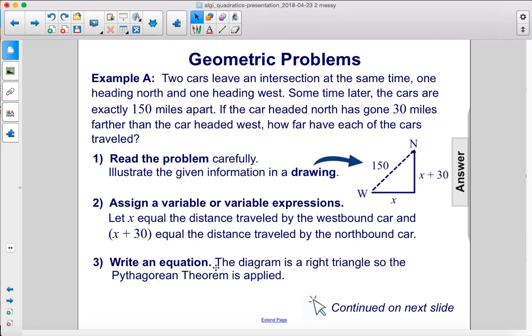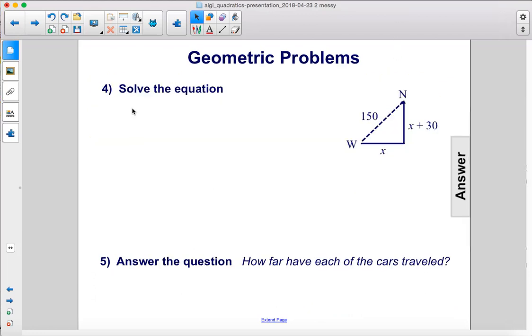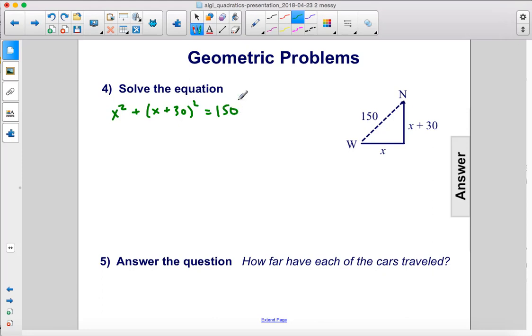Step 3. Write an equation. The diagram is a right triangle, so the Pythagorean theorem is applied. This side squared plus this side squared equals this side squared. So x squared plus (x plus 30) squared equals 150 squared. Number 4. Solve the problem. Alright, so on the previous slide we had x squared plus (x plus 30) squared equals 150 squared.